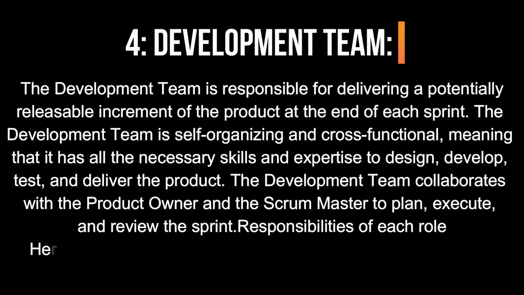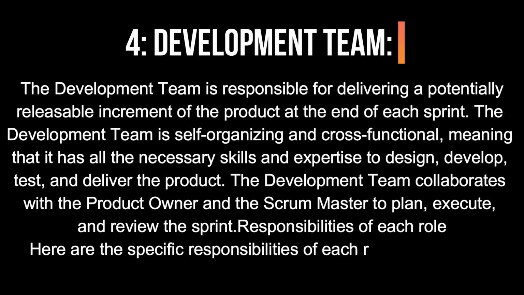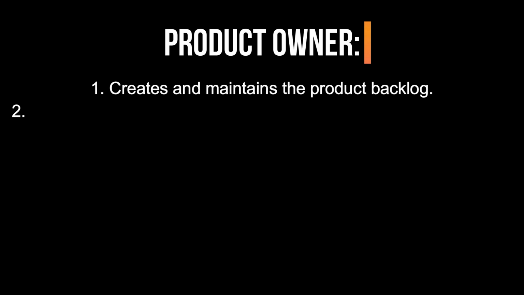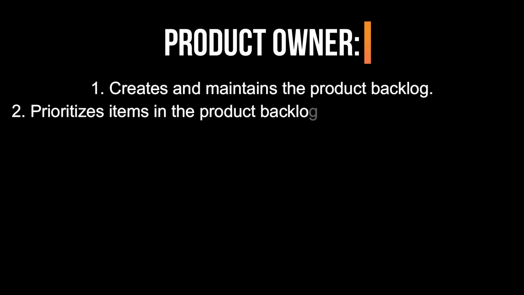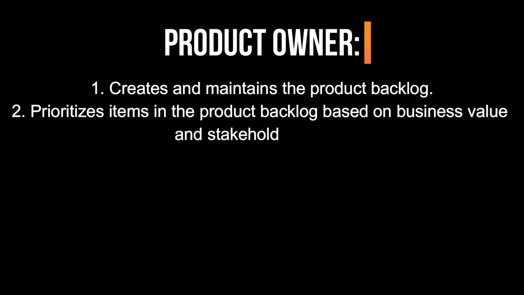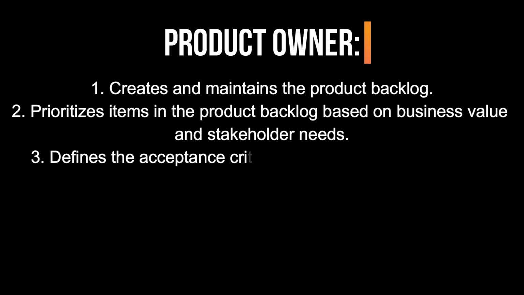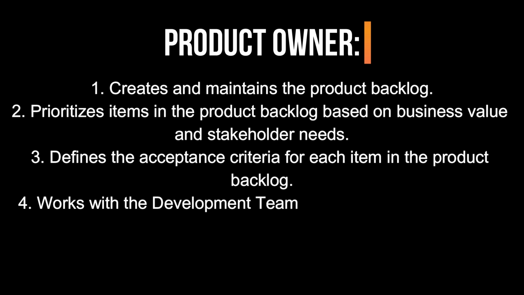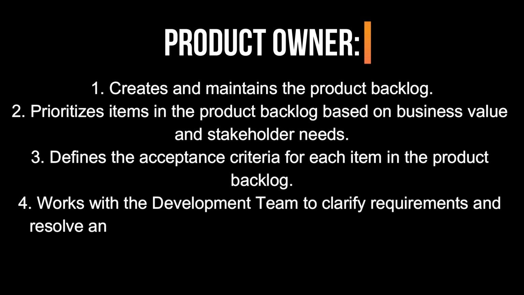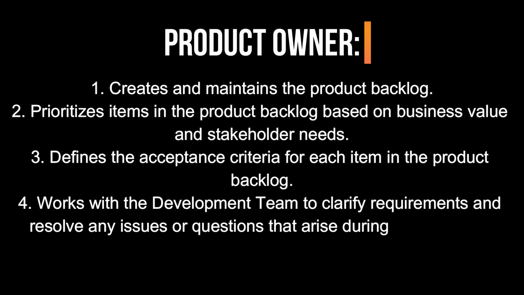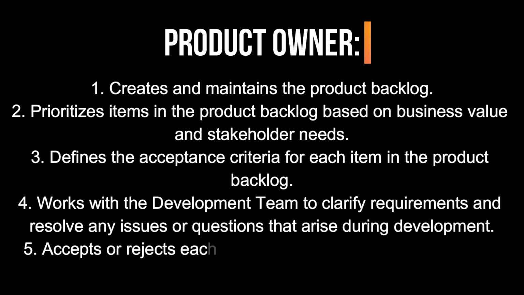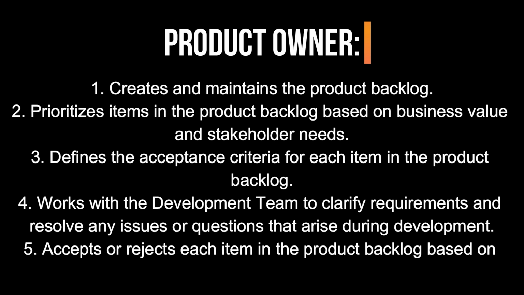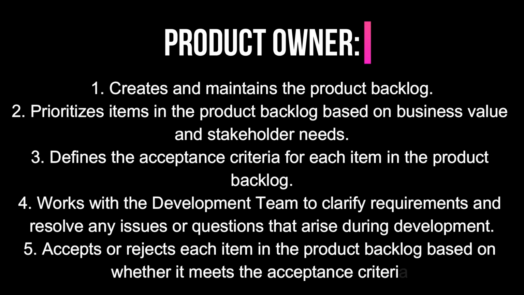Responsibilities of each role. Here are the specific responsibilities of each role in the Scrum framework. Product Owner. 1. Creates and maintains the product backlog. 2. Prioritizes items in the product backlog based on business value and stakeholder needs. 3. Defines the acceptance criteria for each item in the product backlog. 4. Works with the development team to clarify requirements and resolve any issues or questions that arise during development. 5. Accepts or rejects each item in the product backlog based on whether it meets the acceptance criteria.